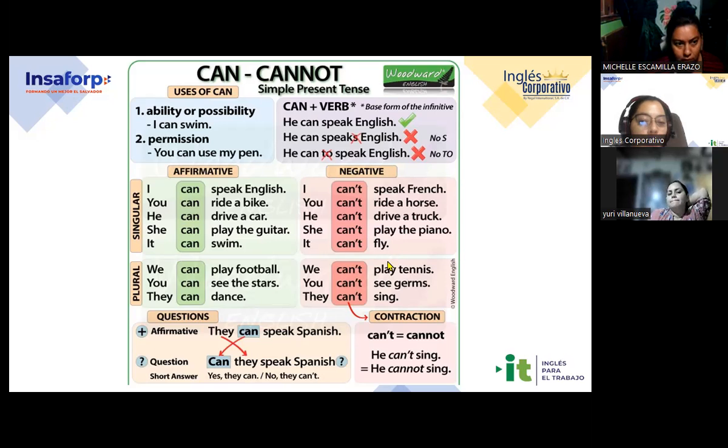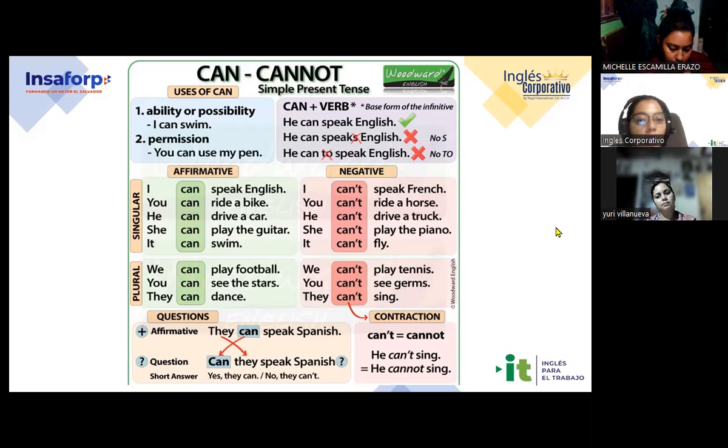Ok, you use a contraction. Apostrophe plus T. And you say, ok, I can speak English. I can speak Spanish. Ok, I can ride a bike. I can drive a motorcycle. No puedo manejar una moto. I can drive an airplane. No puedo manejar un avión.